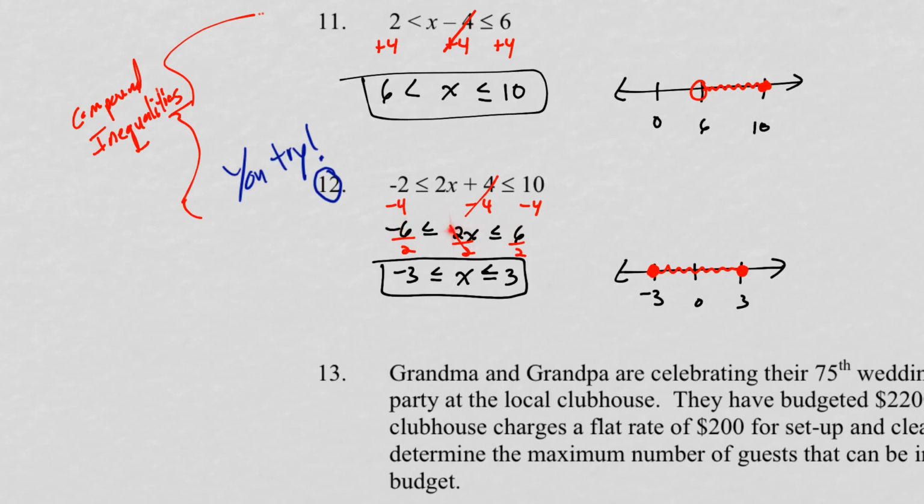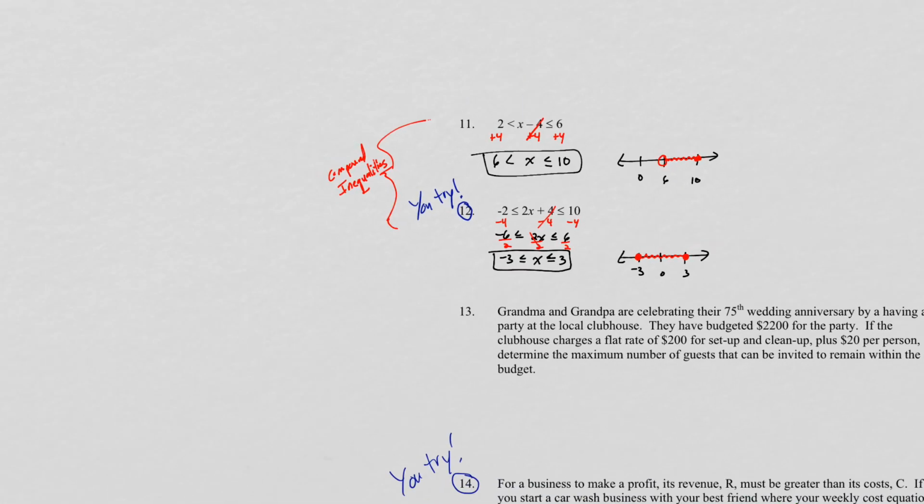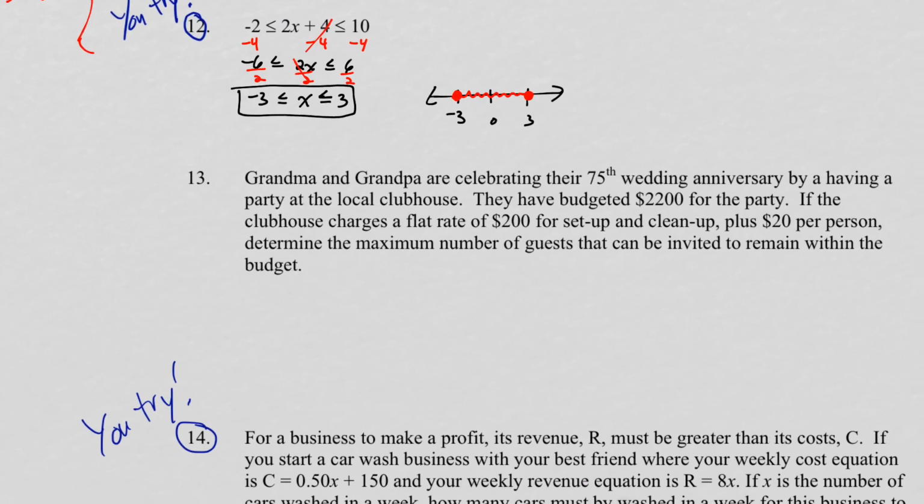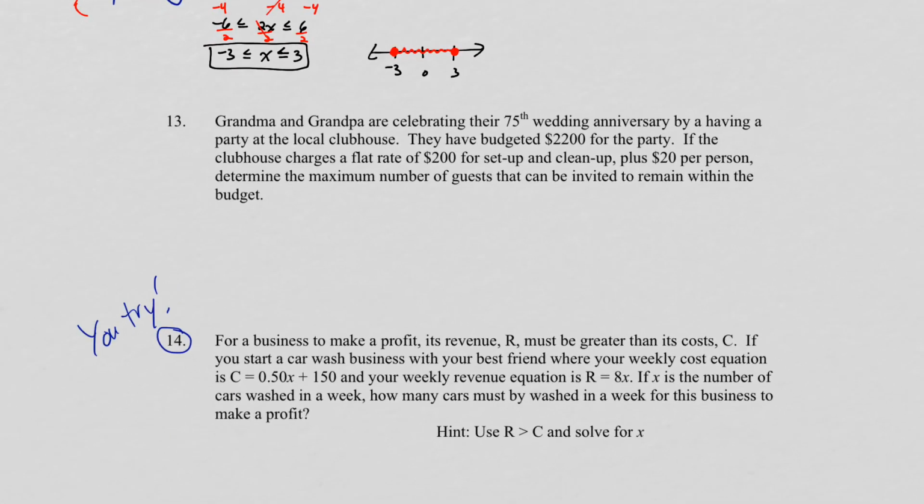And then I divide everything by 2, and so that's going to give me x by itself in the middle, negative 3 on the left, positive 3 on the right. And of course, here's our little line segment where we're shading in between. This time we're including the negative 3 and the 3 as closed circles. And that's it. Okay, so now the last thing you have to know for this section is some word problems.